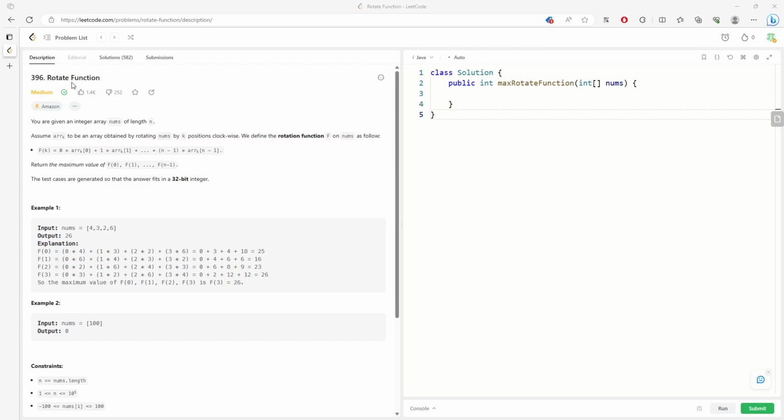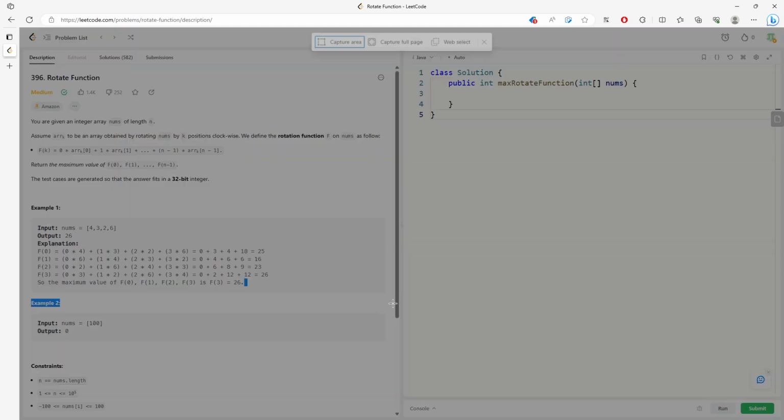Alright, so this question is rotate function. You are given the integer nums array, and you want to rotate the nums by k positions clockwise. So you define the rotate function. This is the formula, and then you want to return the maximum value of f of 0, f of 1, all the way until f of n minus 1.